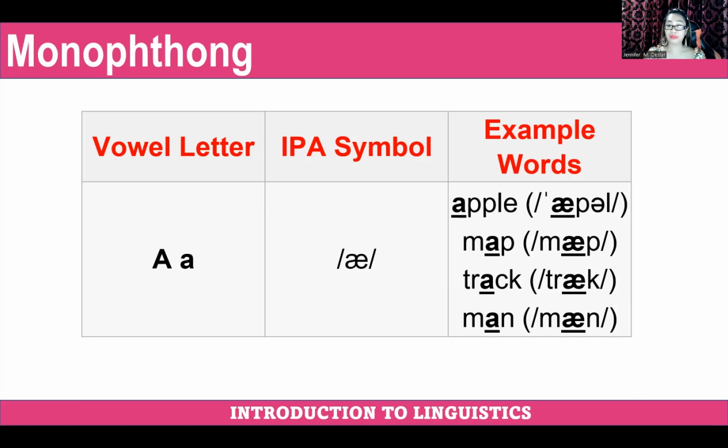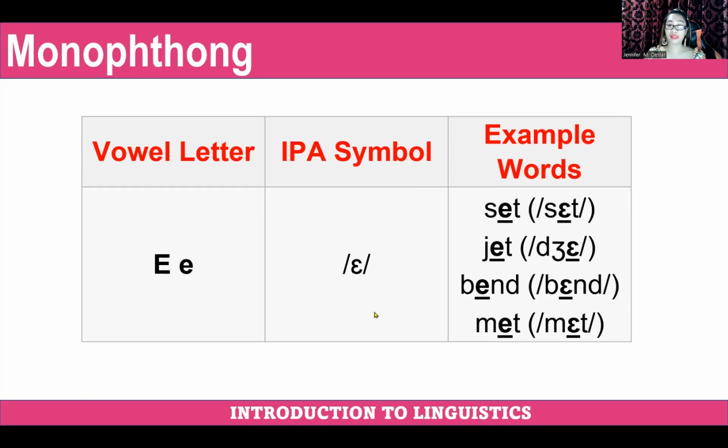The word is apple, transcribed as apple. We have the word map, transcribed as map. We have the word tract, we transcribe it as tract, and man, transcribed as man. Kindly see the IPA symbol, letter A combined with letter E. So this is an example of a monophthong.